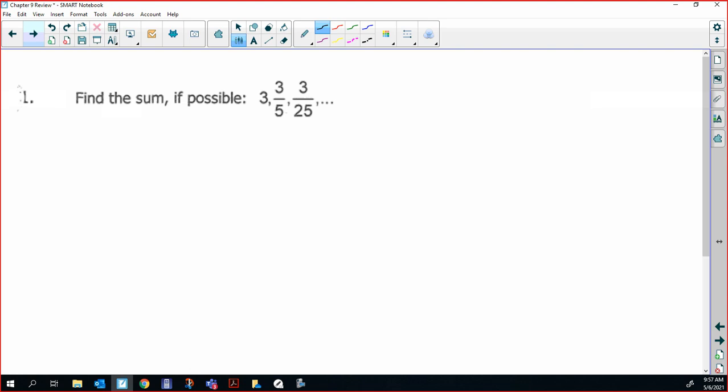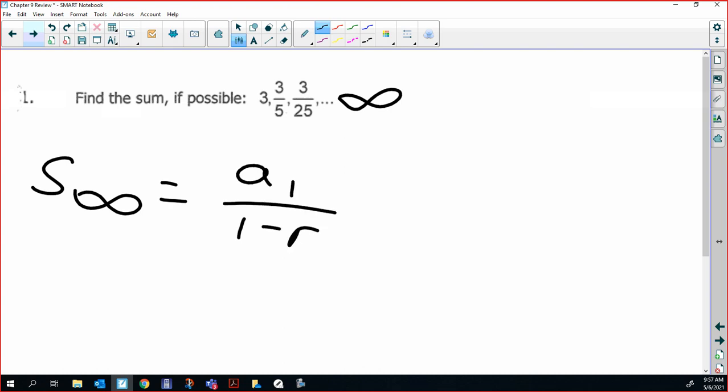Find the sum. So this one, earlier we talked about, this was going to be a geometric because it's multiplying from one term to the next. So it is geometric. And then the dot dot dot means it's going to infinity. So it's the infinite sum, which means we need to know a1 and 1 minus r. We need to know a1, we need to know r. A1 is right there, it's 3.